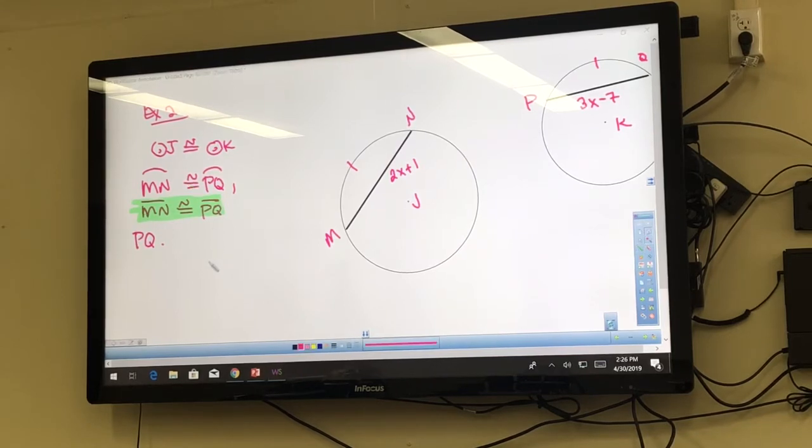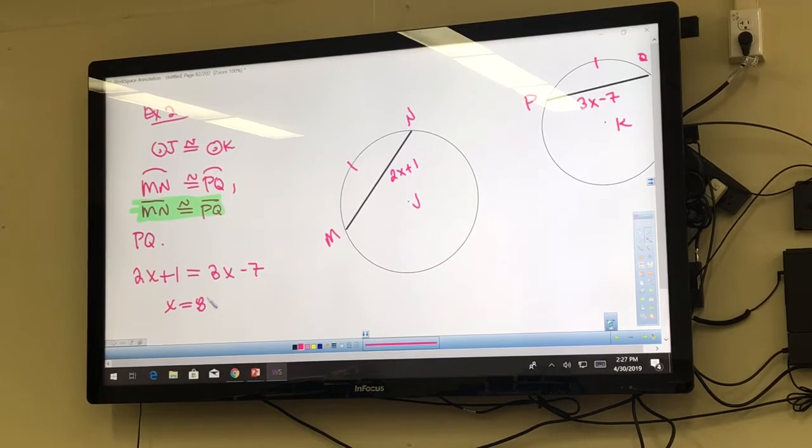At this point, I know that they're congruent, so therefore their measurements are the same. They're equal by the definition of congruent segments. So 2x plus 1 is equal to 3x minus 7. I solve that algebraically. I add 7, subtract 2x, and I get x is equal to 8.